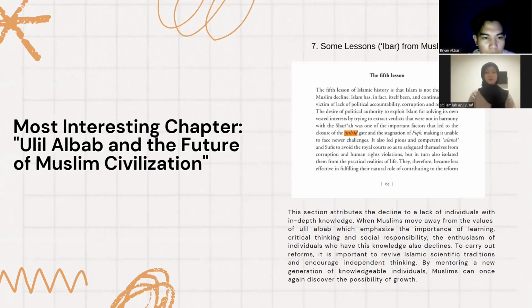The most interesting chapter is Ulil Albab and the Future of Muslim Civilization. This section attributes the decline to a lack of individuals with in-depth knowledge, when Muslims moved away from following Ulil Albab, which emphasizes the importance of learning, critical thinking, and social responsibility. The exhaustion of individuals who have this knowledge also contributes to the decline. To carry out reforms, it is important to revive the Islamic scientific tradition and encourage independent thinking. By mentoring a new generation of knowledgeable individuals, Muslims can once again discover the possibility of growth.